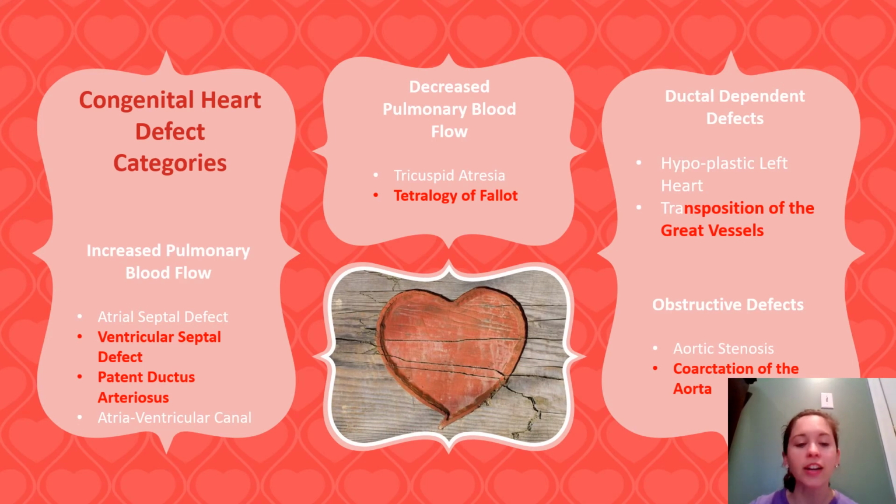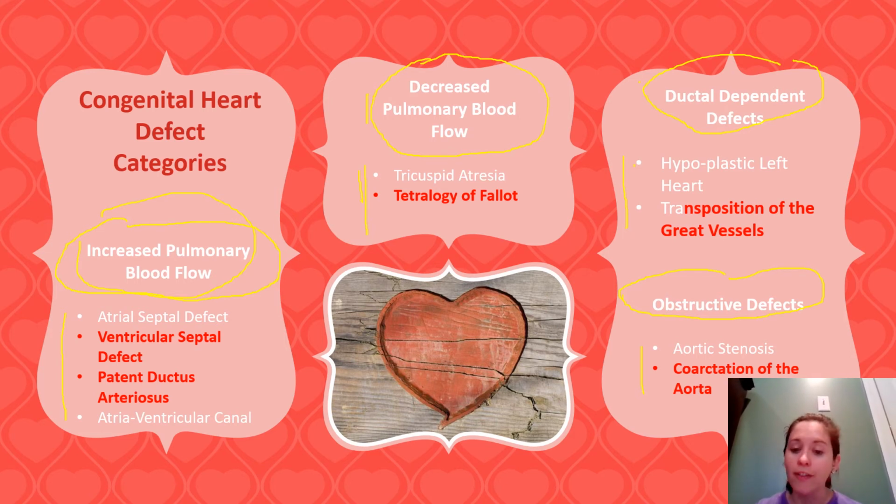Okay, the moment of truth, here are our congenital heart defects. Our congenital heart defects are broken up into categories. So we have our increased pulmonary blood flow category, our decreased pulmonary blood flow category, our ductal dependent defects, and our obstructive defects. Within each category you will see some bulleted points, and each bullet point represents a type of defect. There are 4 main types of defects grouped in the increased pulmonary blood flow category. There are 2 defects in the decreased, 2 in the ductal dependent, and 2 in the obstructive.